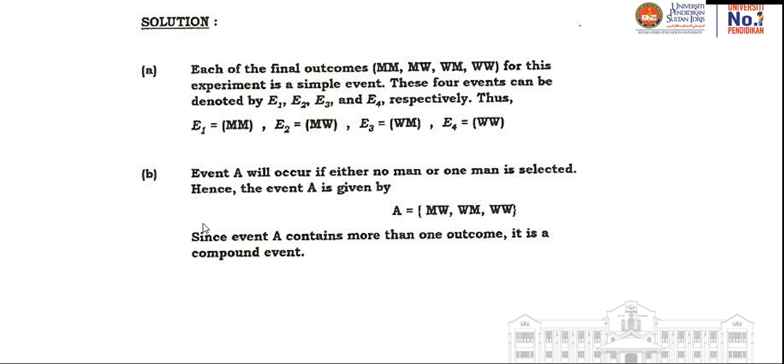And the second one, this is the one that I said just now. A is the compound event. At most, one man is selected. That means it's either one man is selected or both are women. So obviously, it cannot be both men. That's why compound event A is MW, WM, WW.